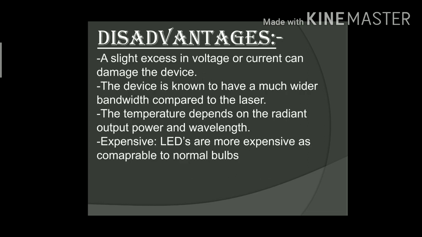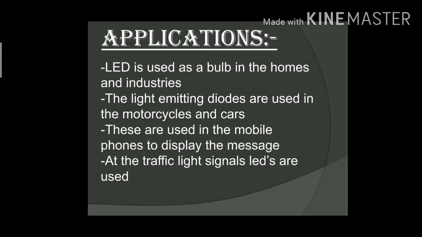Next is the disadvantages of light emitting diode. First point, a slight excess in voltage or current can damage the device. Second, the device is known to have a much wider bandwidth compared to the laser. Third point, the temperature depends on the radiant output power and wavelength. Fourth point, it is expensive. LEDs are more expensive compared to normal bulbs.